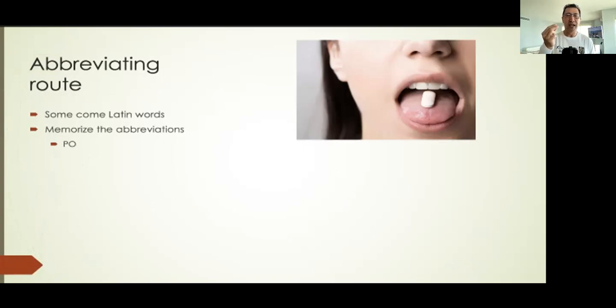81 milligrams of aspirin PO. 81 milligrams aspirin by mouth. I'm not going to take it through IV, through anything else, by mouth. It's the only way it's going to go. Another one that you need to be familiar with is this, NPO.